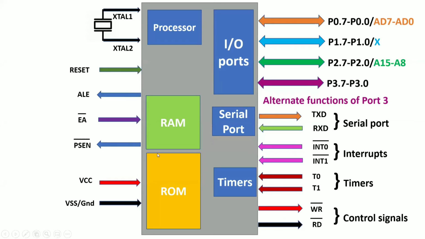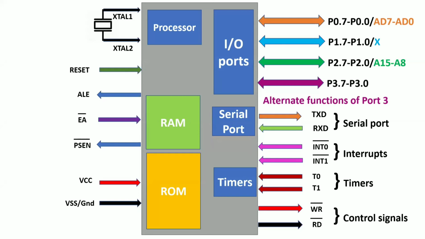Okay, and the higher address bus is multiplexed with port 2. Now if you take port 1, it does not have any additional functionality. Remember my point? There is no alternate functionality for your port 1. Now take port 3. Port 3 has major alternate functions.